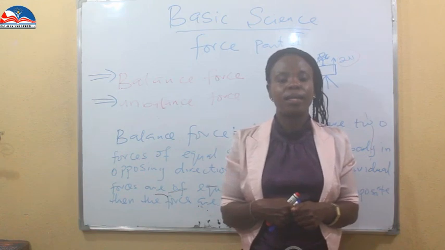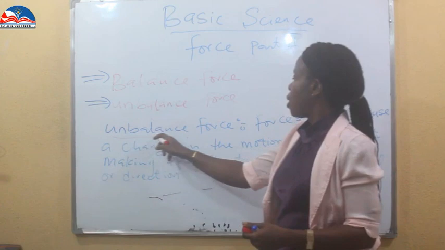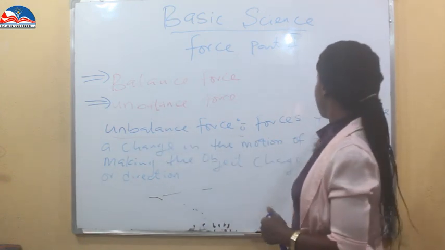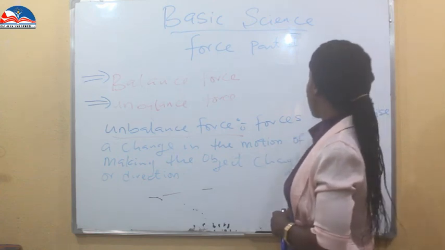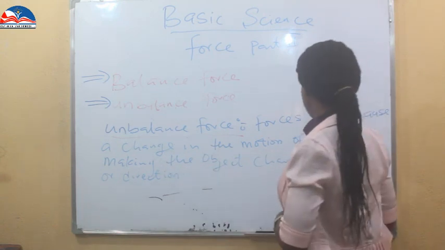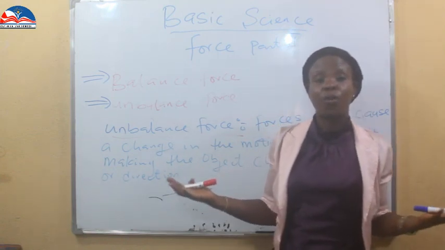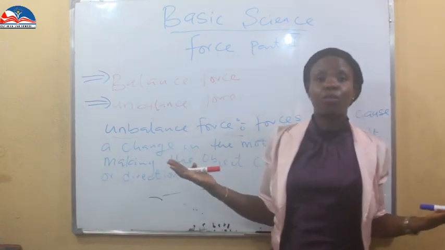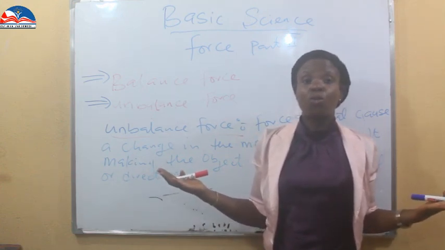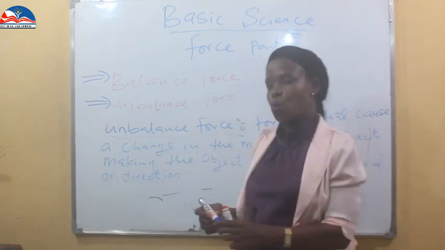Now let's go to unbalanced force. Now let's take our next objective, unbalanced force. We have seen what a balanced force is. Unbalanced force is that force that causes a change in the motion of an object, making the object change in speed or direction. Unbalanced force is not equal, and unbalanced force makes a body or an object change direction or move at a higher speed. Let's go to our example.